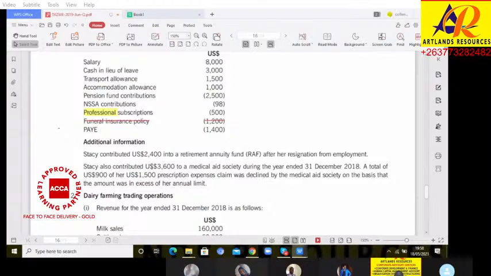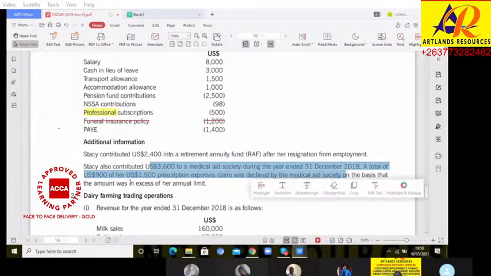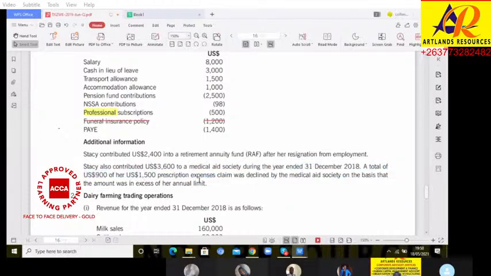She also contributed 3,600 to the Medical Aid Society. A total of 900 of her 1.5 prescription expenses was declined by the Medical Aid Society on the basis that the amount was in excess.